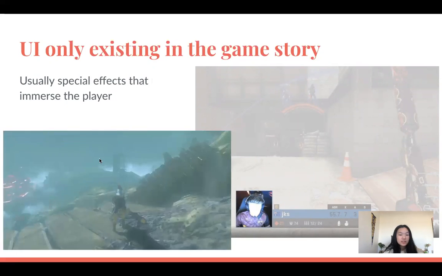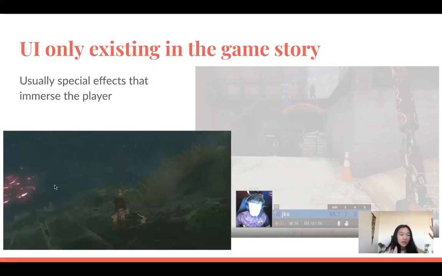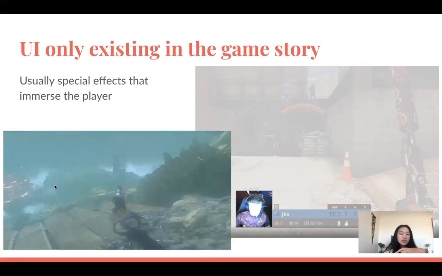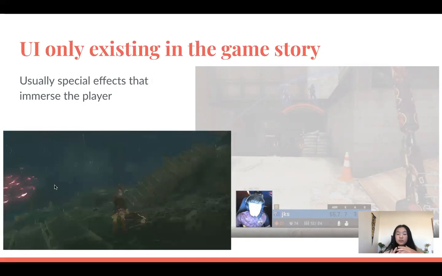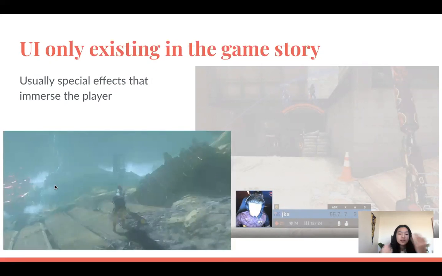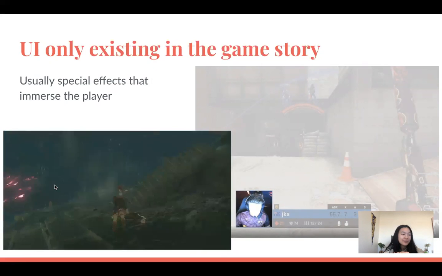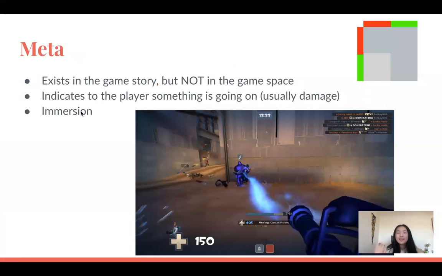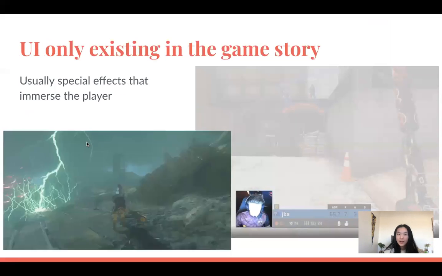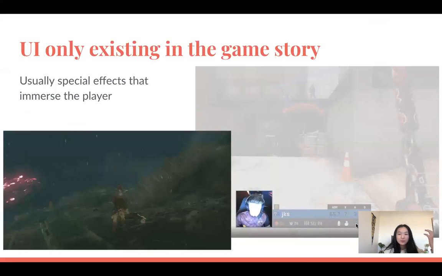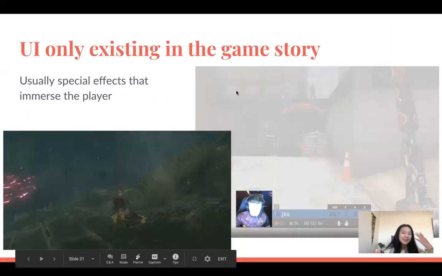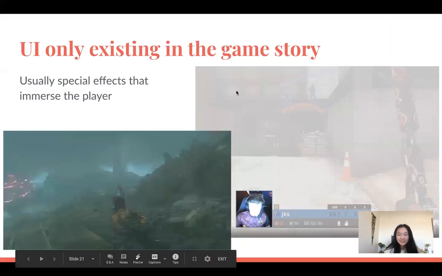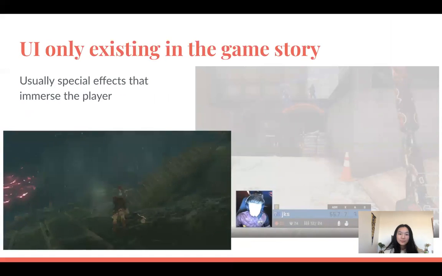And so as we can see in this first GIF, there's a flash of lightning, and it's really there to help immerse the player by creating things that are, as we can see from the last slide, in the game story, but not in the game space. And yeah, so these special effects are usually part of the UI, but also, for example, if we blind a character, it's just there for immersion and still considered part of UI.